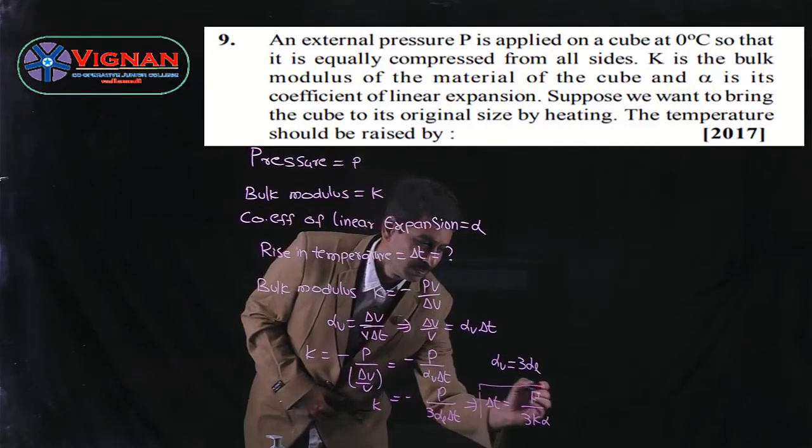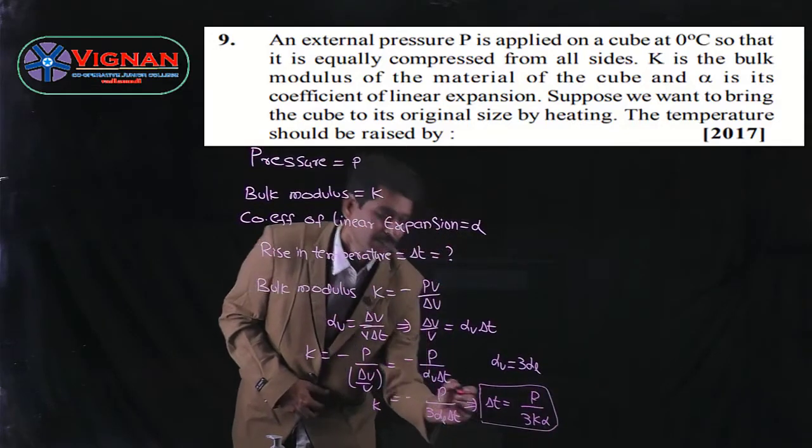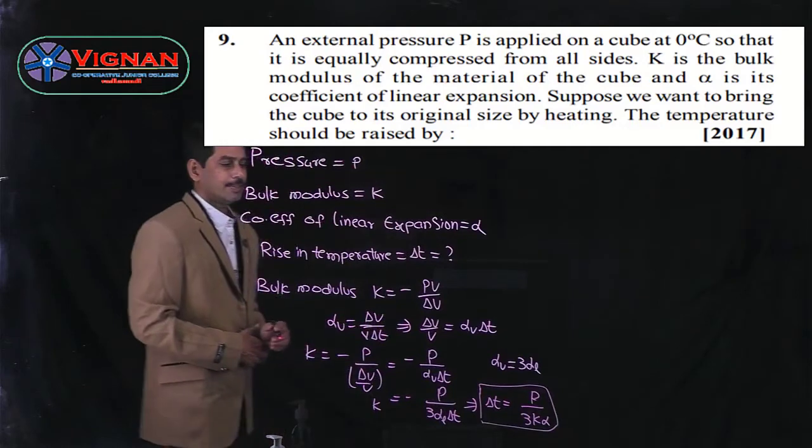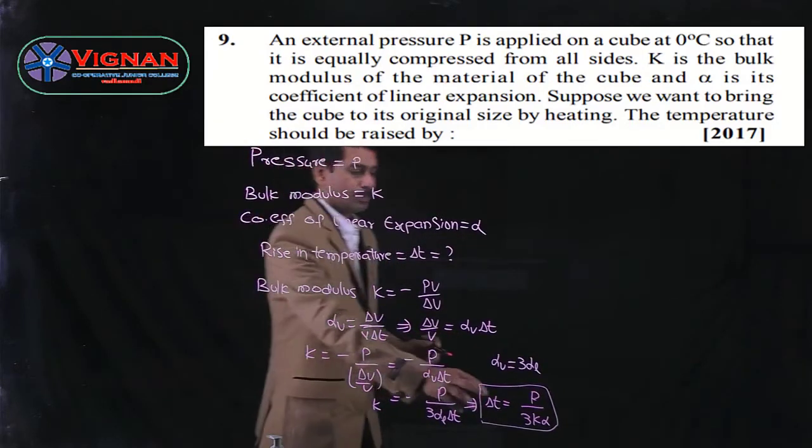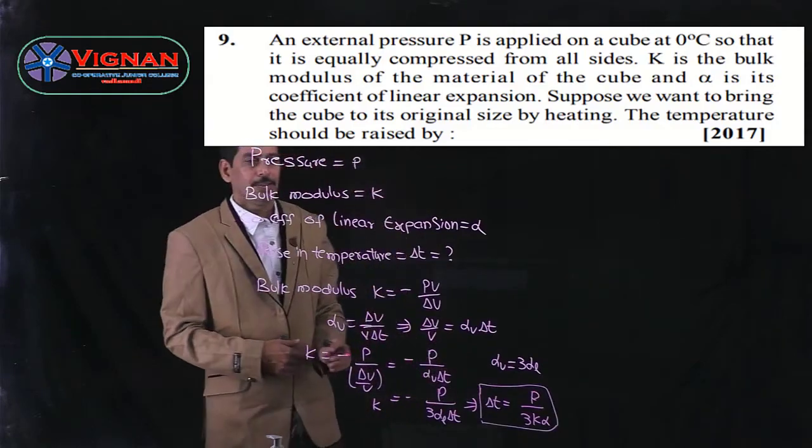Delta T is equal to P by 3K alpha. But here the minus indicates that there is a decrease in volume, so that's why I am not using minus here. So delta T is equal to P by 3 K alpha. This is the change in temperature.